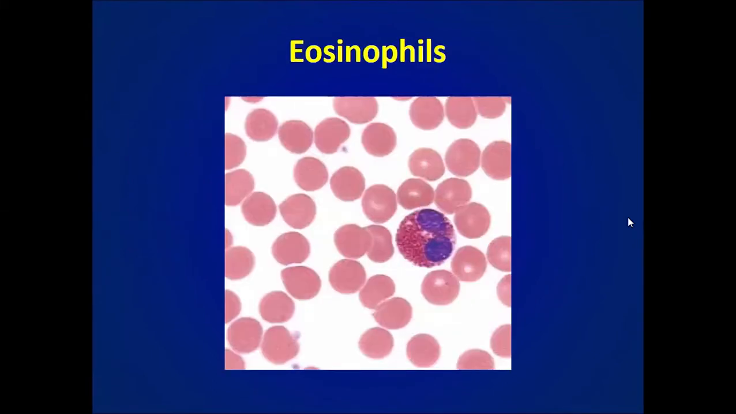Okay, this is a beautiful illustration of an eosinophil. Please take note of the color of the granules contained in the cytoplasm, and this is responsible for the characteristic name of the cell, eosinophils, because it takes up the eosin stain contained in the stain used for differential counting.